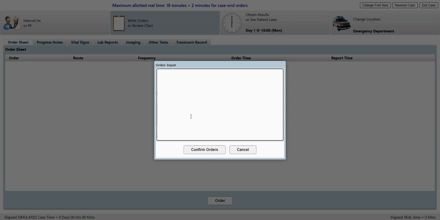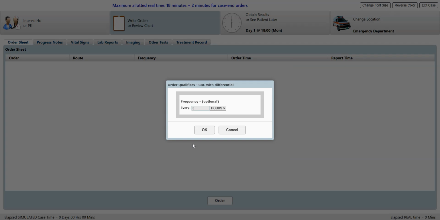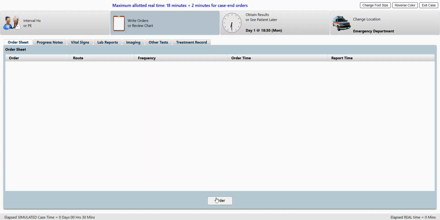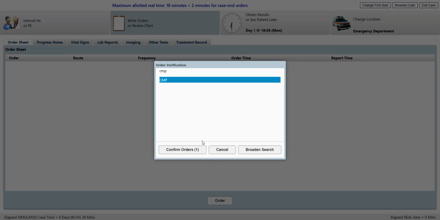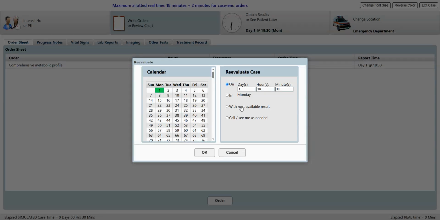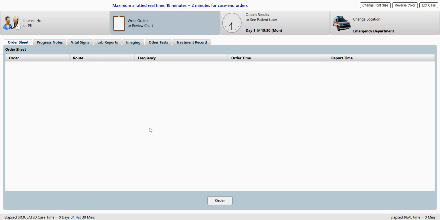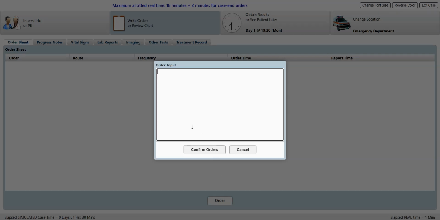What they're doing is something like this: they'll order a CBC, then advance the clock to get the CBC, and then they'll order a CMP, and then advance the clock to get the CMP. They don't realize that every time it's been an hour and 30 minutes, when they could have just ordered both of them at the same time and let the clock roll. So again, they don't understand order time and report time. We should go over that.